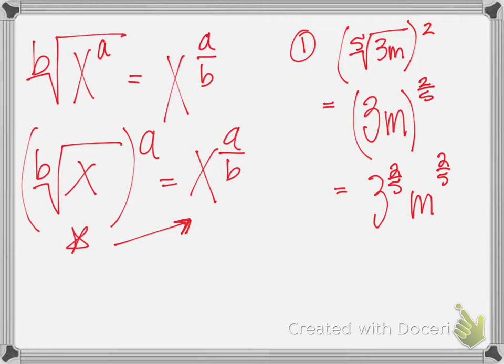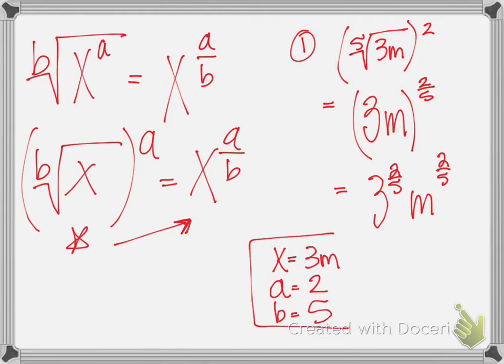So what you can do here to help you is you can write out, well, my x equaled 3m. My a equals 2. My b equals 5. Take this information and put it into this form. Okay? All of number 1 through 10 and 16 through 20 do that.